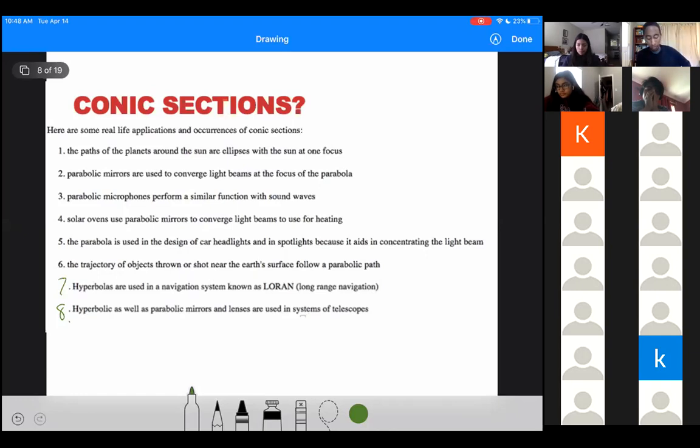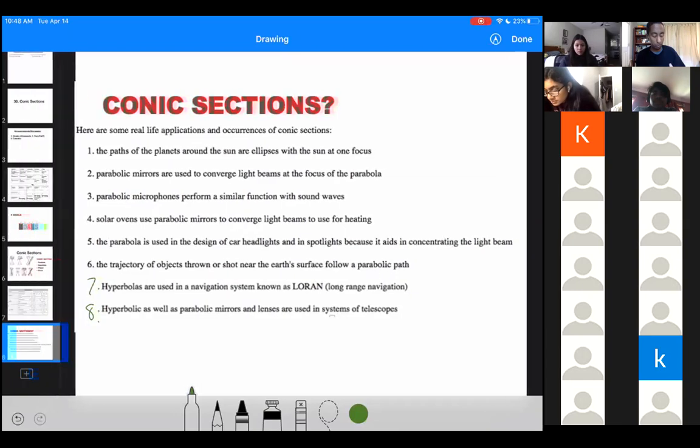Hyperbolic as well as parabolic mirrors and lenses are used in systems of telescopes. Okay, so these are just so you know some applications of conic sections. I got you, I see it on the message. We're not going to get to applications like we did with vectors and like we will with parametrics. It was just so you know. We're going to stick with mathematical representations of them for the next couple weeks.